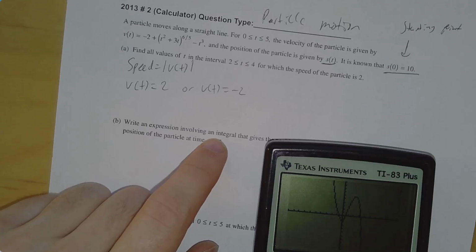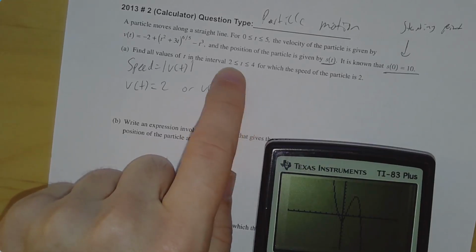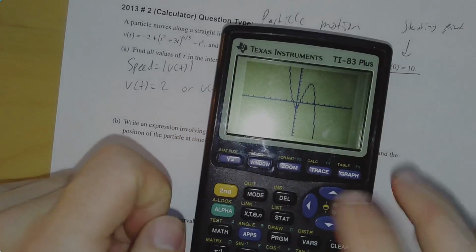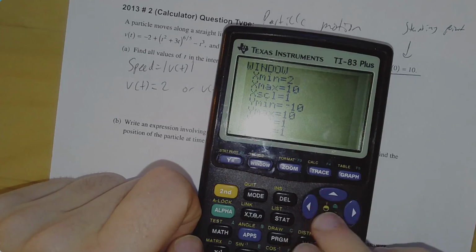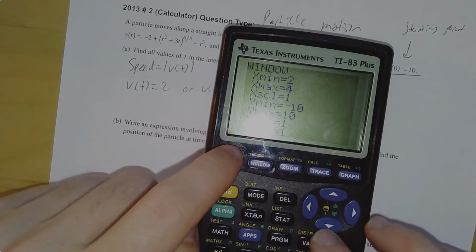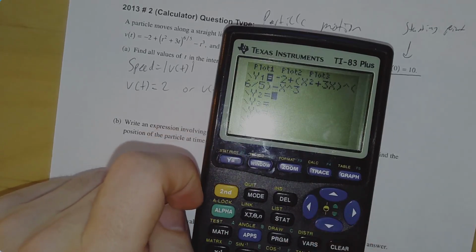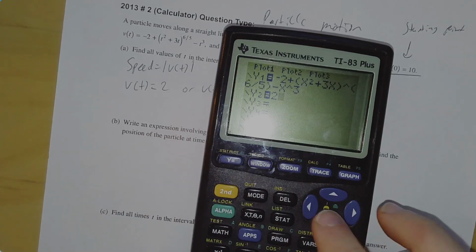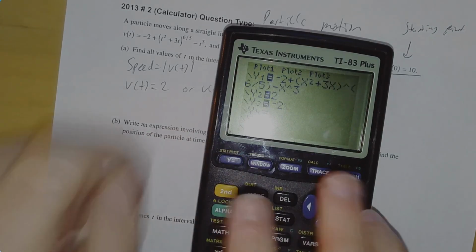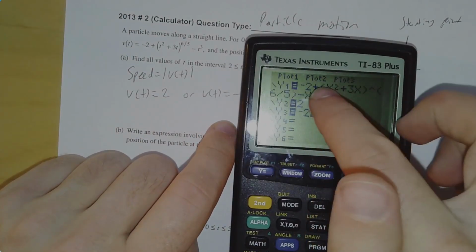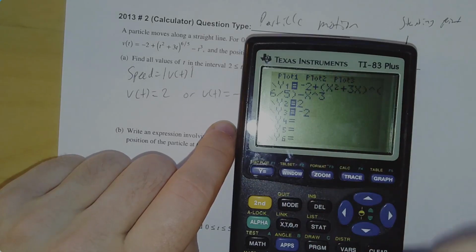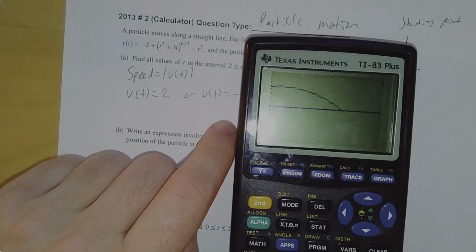And so we're looking between 2 and 4 when the speed is 2. So let's change the window, make our x min 2 and x max 4, because that's the window we're looking at. And then I'm going to make my y2 2, my y3 negative 2. That's basically accounting for these two values. I could put absolute value around this, but I think the calculator doesn't like that very much. So anyway, here we are.